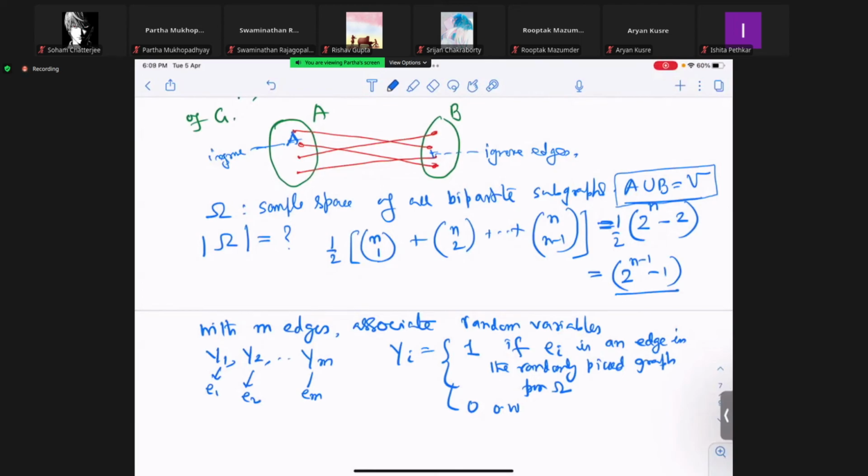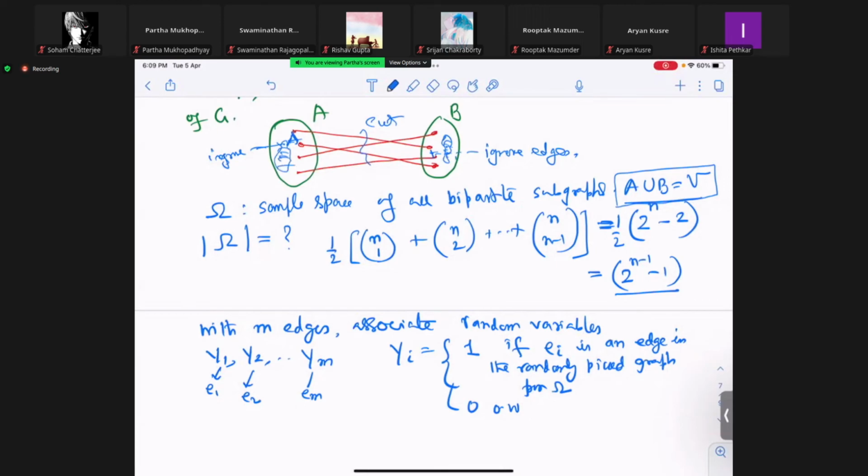Graph G has its edges, right? When you partition, some of the edges will come into this cut. This is called a cut in graph theory. Some of the edges will be here, some of the edges will be here. I delete these edges because I am interested in the bipartite graph, and I am interested only in the cut edges.